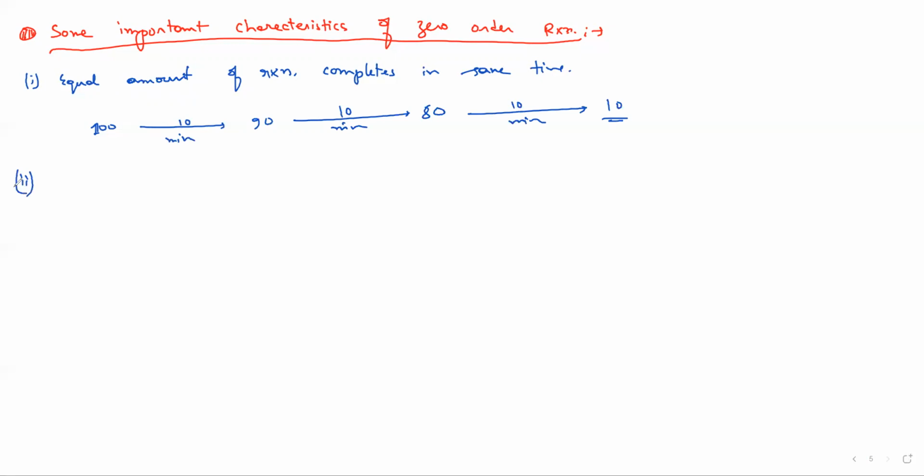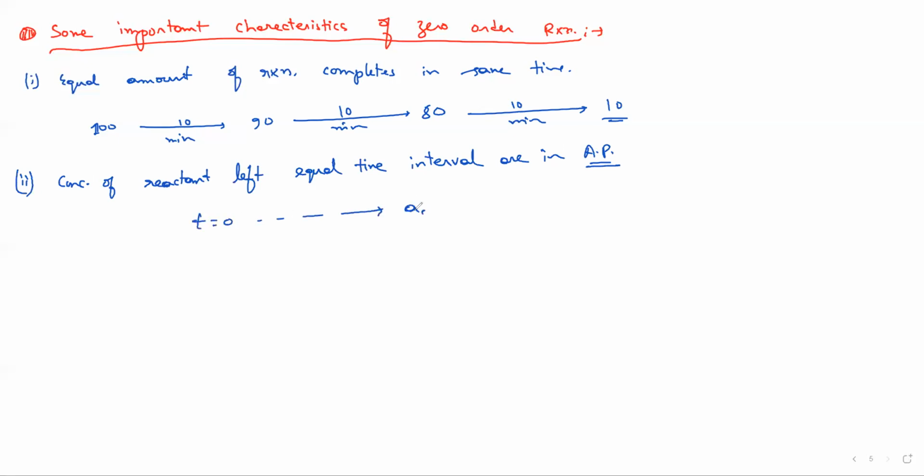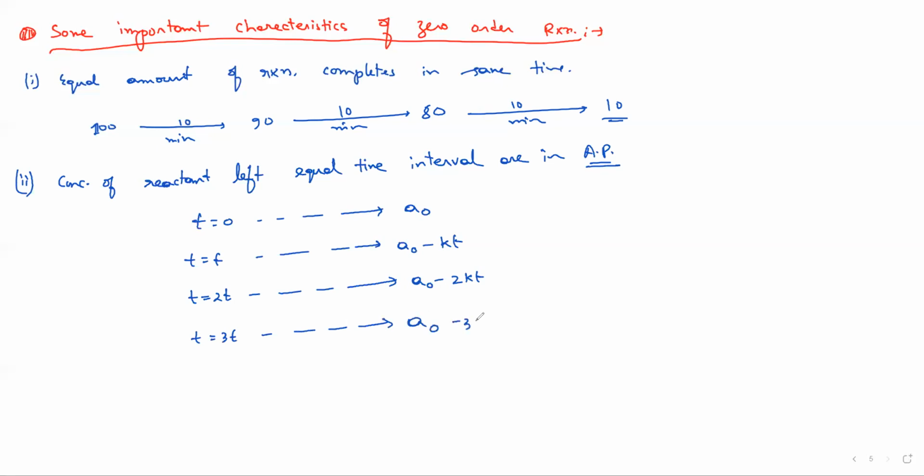Second one. Concentration of reactant left after equal time intervals are in AP series. Now at t equals 0, concentration is a0. At t equals t, a0 minus kt. At t equals 2t, a0 minus 2kt. At t equals 3t, a0 minus 3kt. What should be the difference between these? Kt. In this case, the difference is kt. So the difference should be the same, or in AP.